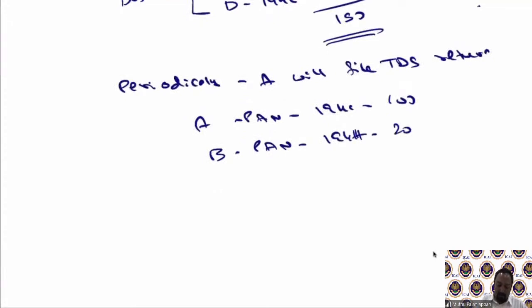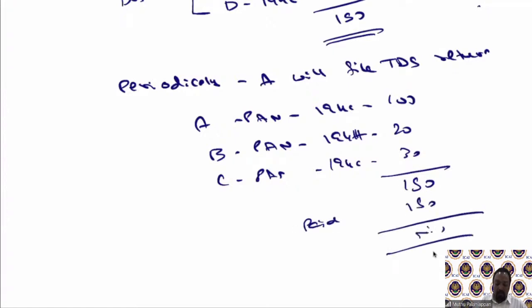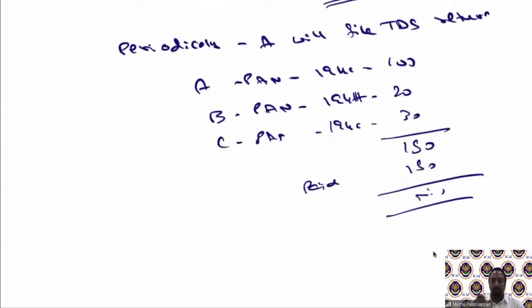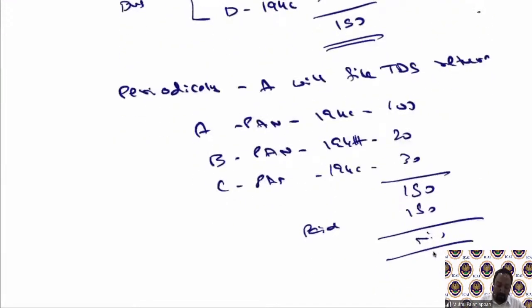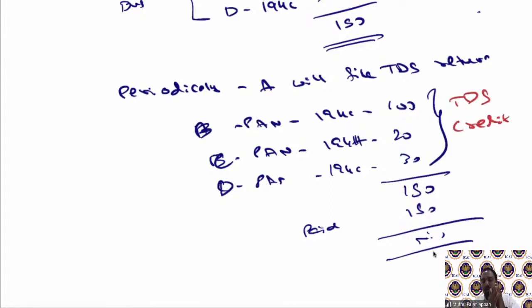194H 20, right? C, what PAN they have? 194C 30. So I'll say this is why I paid 150 nil. So now A will file this return using TAN, and report this. Now B will credit. So both B, C, D, right? So only now they will get tax credit, TDS credit. So TAN will be used to deduct, pay, and report to the government. So deduct, pay, and report. So this is what the role of TAN is.